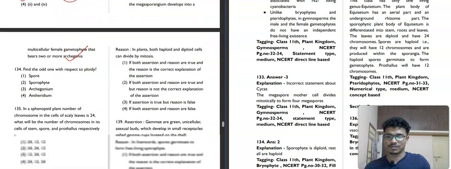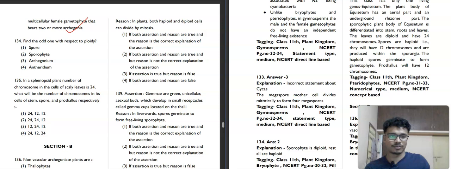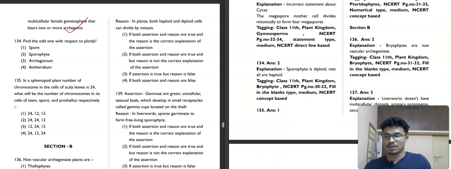Moving towards the next question, question number 134. Find the odd one with respect to ploidy: spore, sporophyte, archegonium and antheridium. So here we need to find the ploidy of each one, then we need to decide which is the odd one. Okay, so let's solve this.